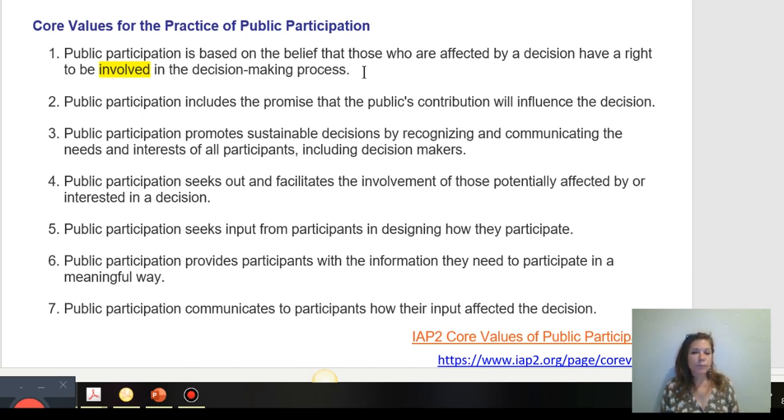All right. Public participation includes the promise that the public's contribution will influence the decision. Absolutely, it should not only influence the decision, it should drive the decision. Okay, so I would challenge this word. Should be drive.